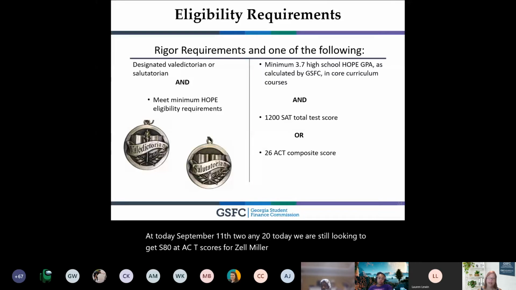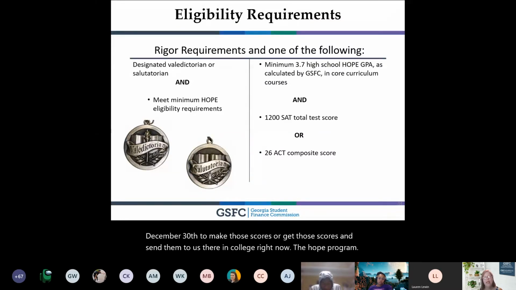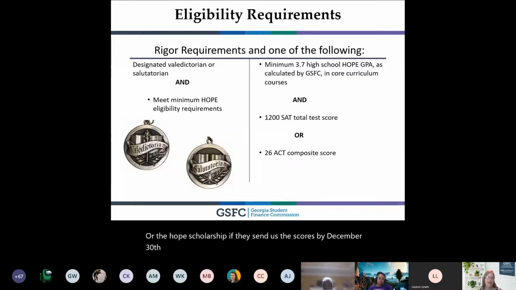Graduates of 2020 have until December 30th to make those scores or get those scores and send them to us. They're in college right now utilizing the HOPE program or the HOPE scholarship. If they send us the scores by December 30th, we'll pay the difference and let Zell cover the rest. Anything like that could change for you all for next year, but right now, just assume that you're going to have to take the SAT or the ACT, and you're going to have to make the 1200 or the 26 on it to be able to receive the Zell Miller scholarship.